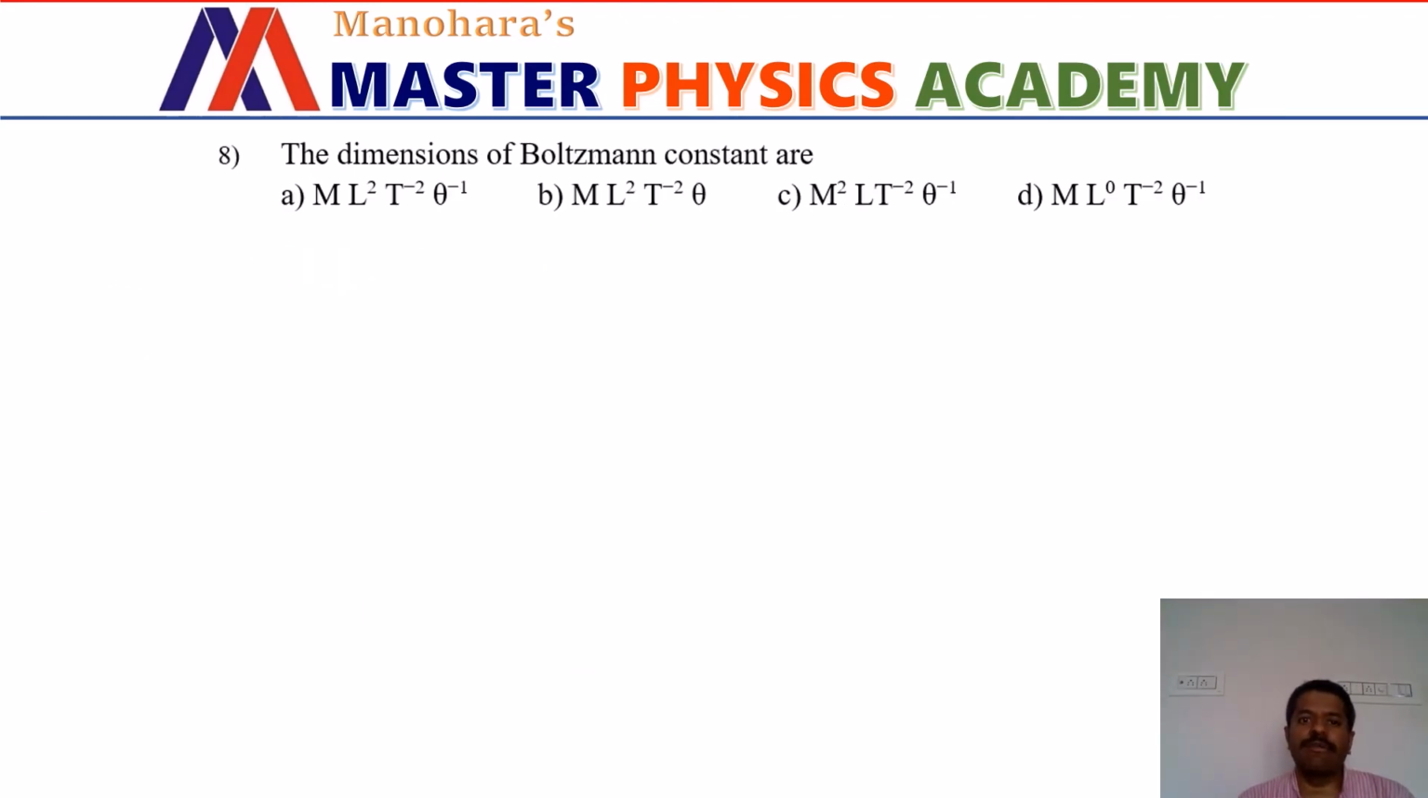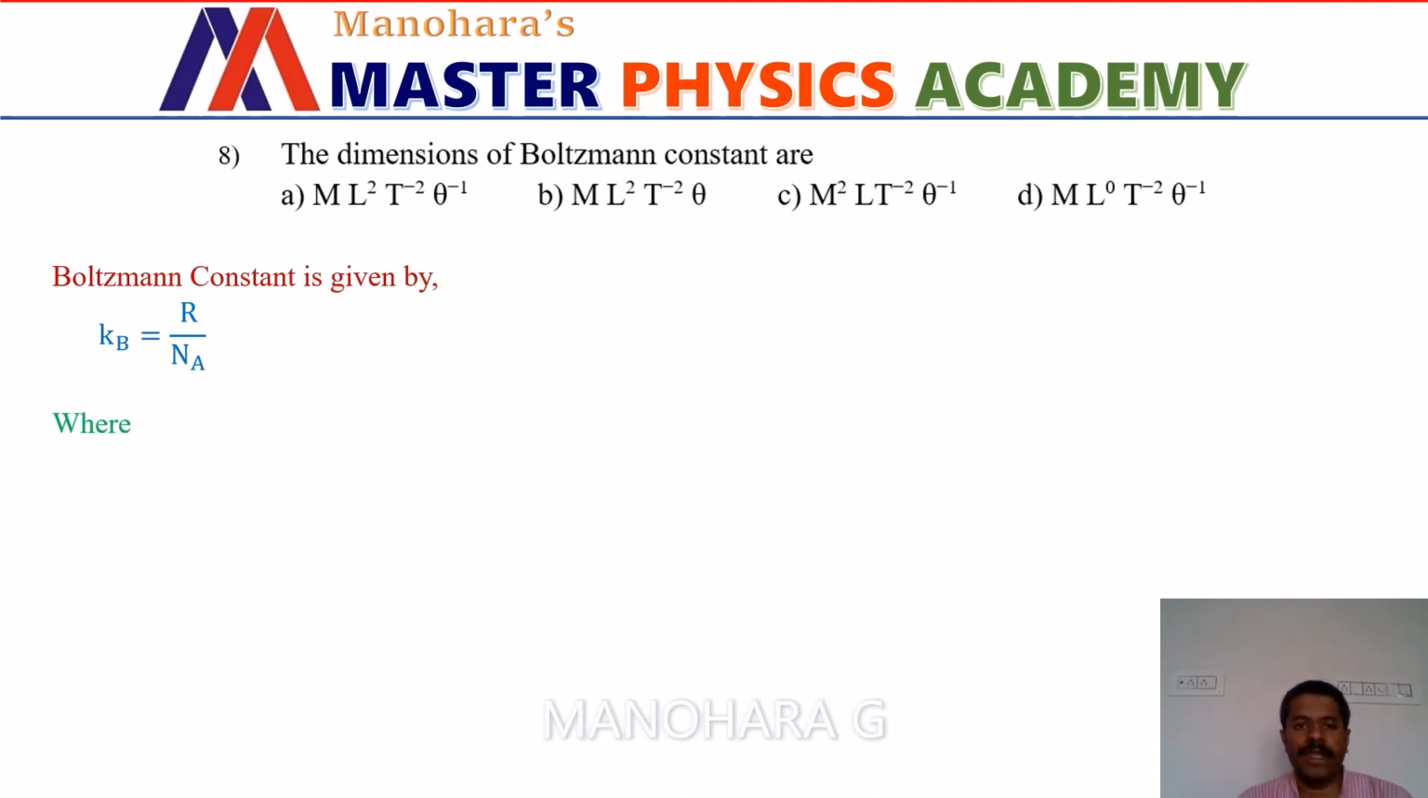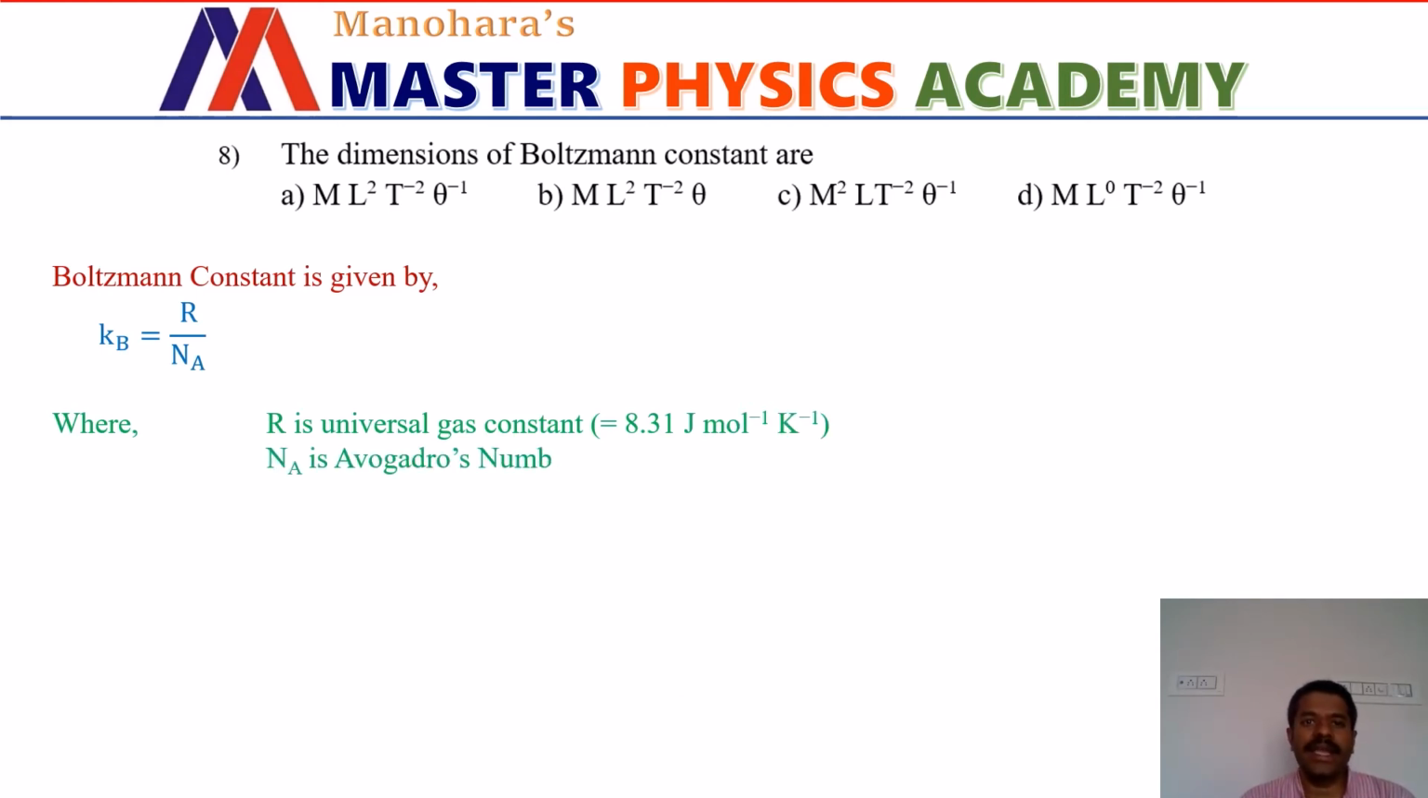The dimensions of Boltzmann constant are. By definition, Boltzmann constant is given by Kb is equal to R divided by Na, where R is the universal gas constant having the value 8.31 and unit joule per mole per Kelvin, and Na is Avogadro's number having the value 6.023 into 10 to the power 23 and having the unit per mole.